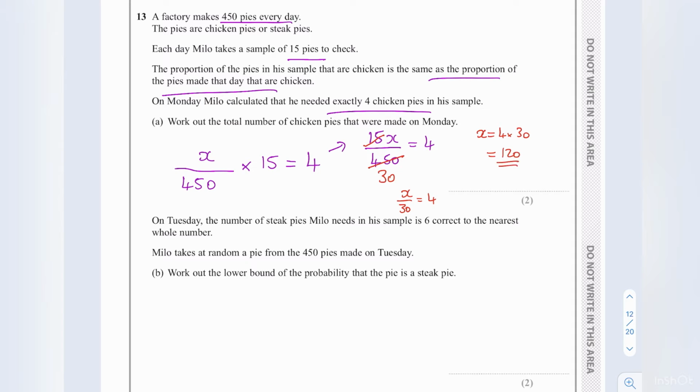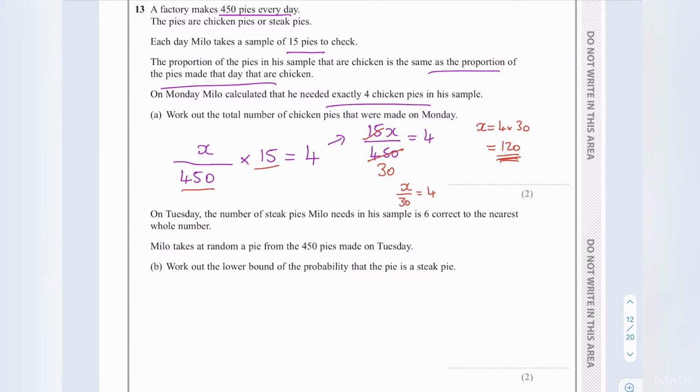The reason I cancelled these down was just because I could use lower numbers. I could have originally multiplied across by the 450, then divided that whole thing by 15, which is what I imagine a lot of you did, but it just avoids having to do too much maths, when actually we could have cancelled down straight away and then got slightly nicer and easier numbers to work with.